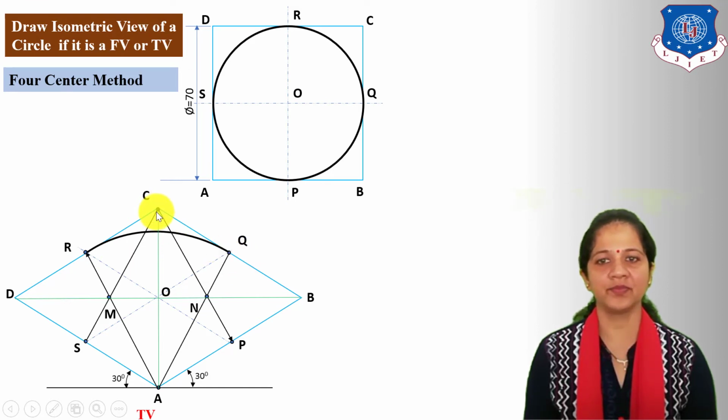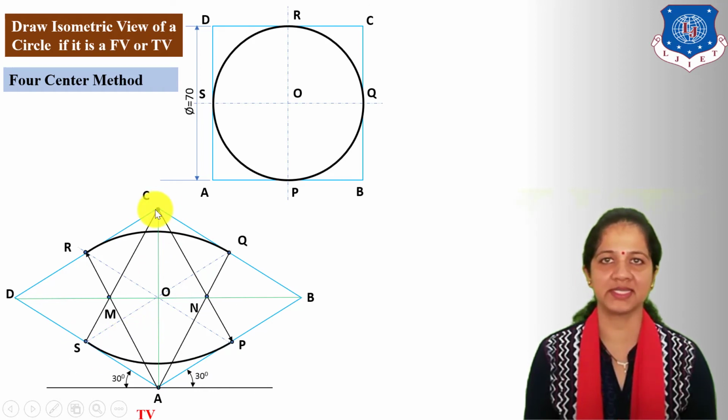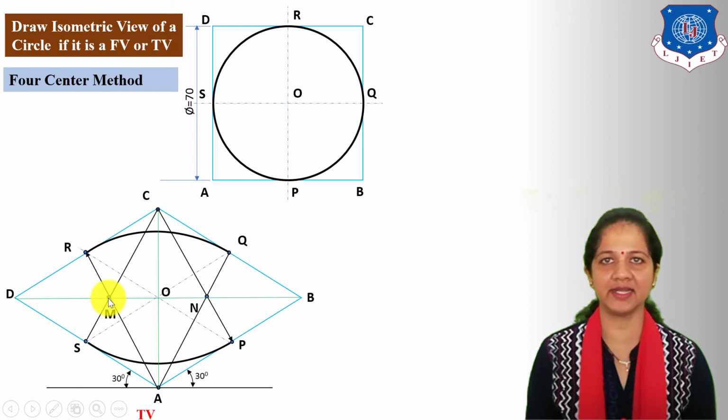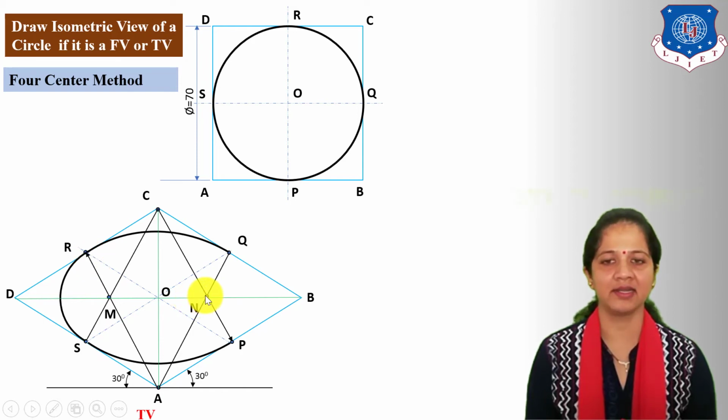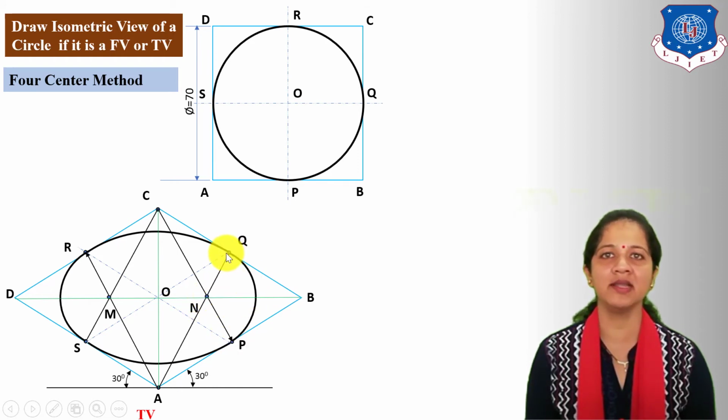Next, take center C, radius CP or CS, and from center C connect points P and S. Next, take center M, radius MS or MR, and from center M, connect points S and R. Similarly, take center N, radius NP or NQ, and from point N, connect points P and Q.